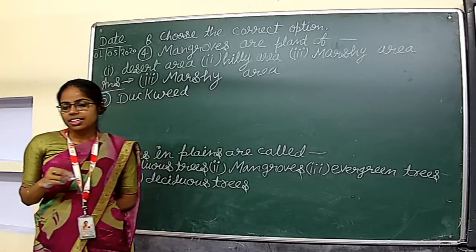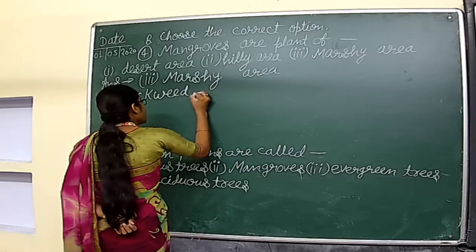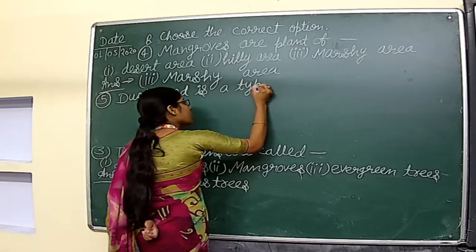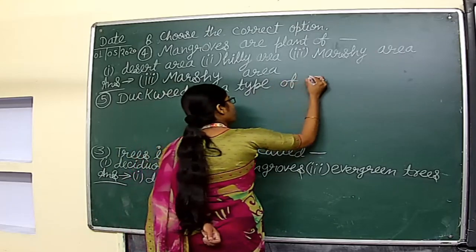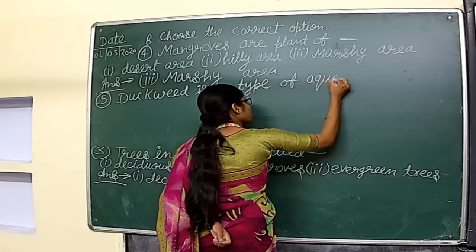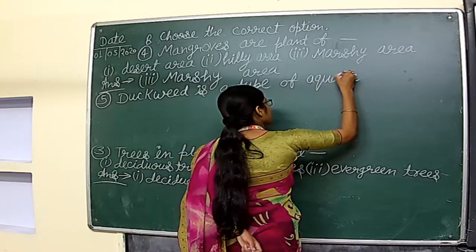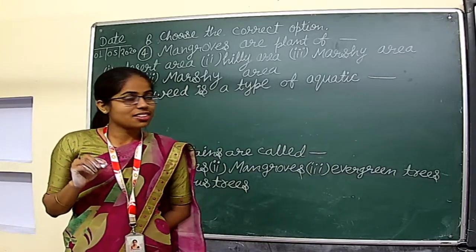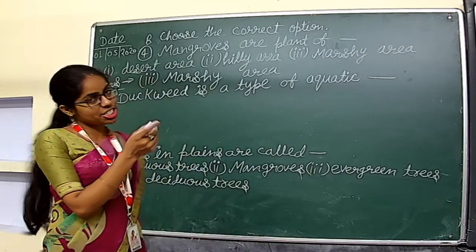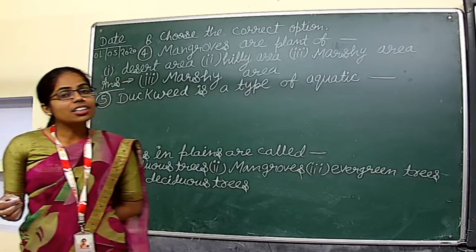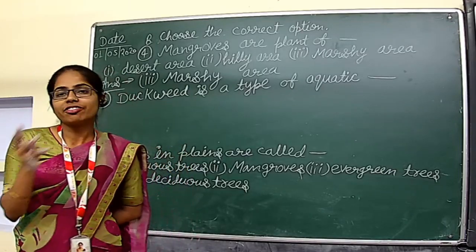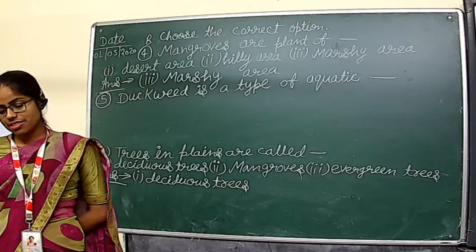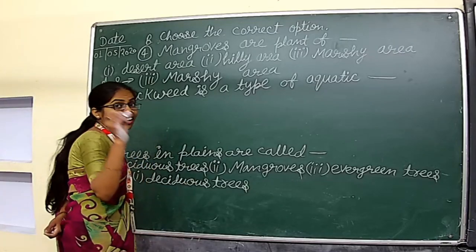Duckweed is a type of aquatic dash. Duckweed is about plants, and which type of plant is it? Aquatic plant. But we know that aquatic plants are further categorized into 3 types. So, what type of aquatic plant is this? Let's see the options and the answer.